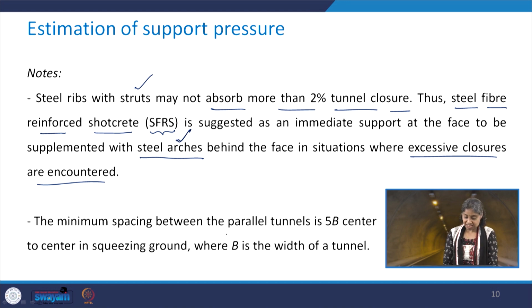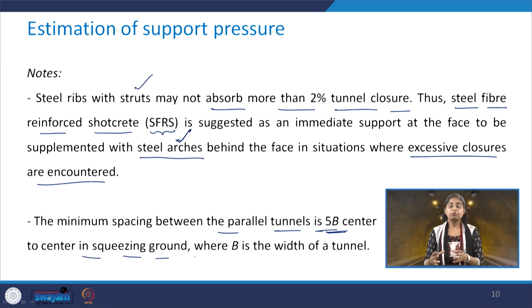The minimum spacing between the parallel tunnels is 5 times B center to center in the squeezing ground condition, where B is the width of the tunnel. So let us say that there are to be more than one tunnel in any horizontal plane, then the minimum spacing, which is the center to center spacing between the parallel tunnels, should be 5 times B. B is the width of a tunnel.